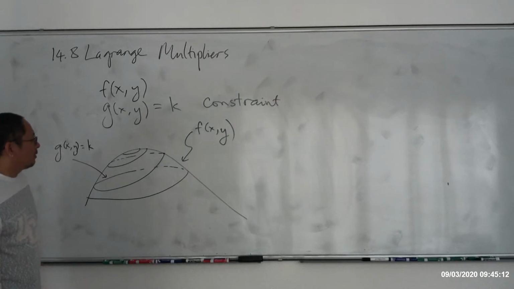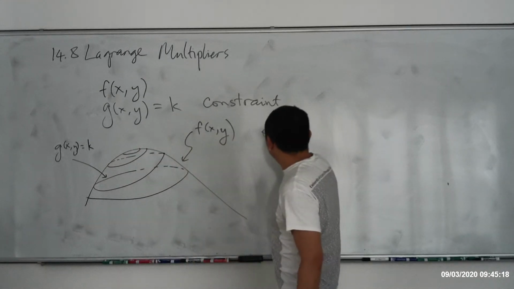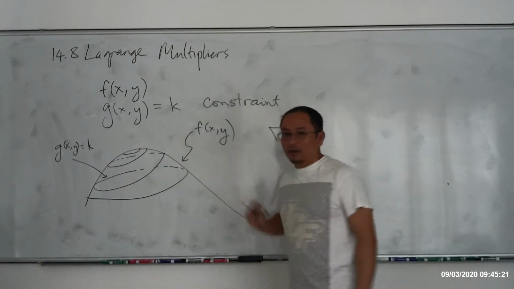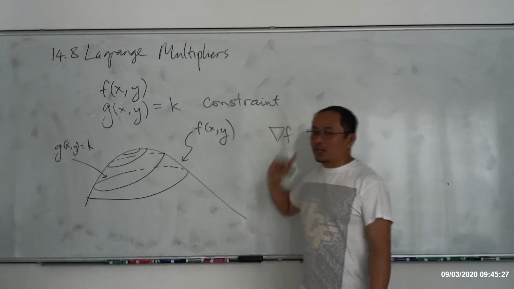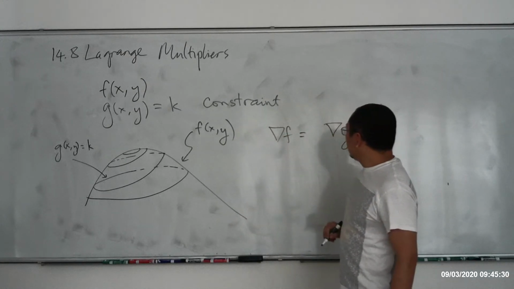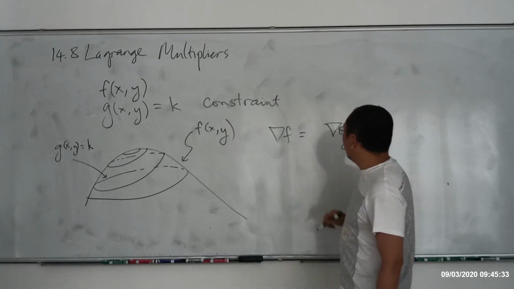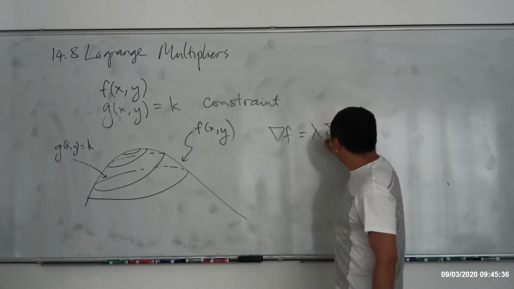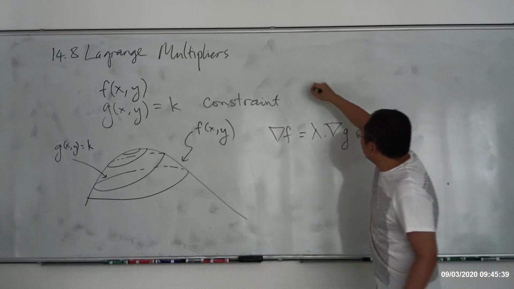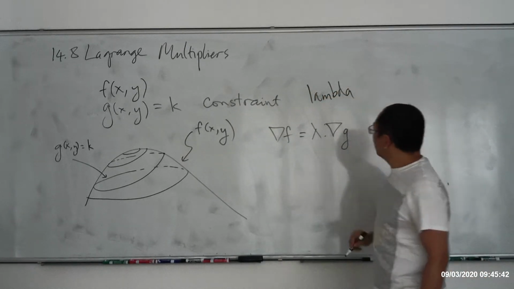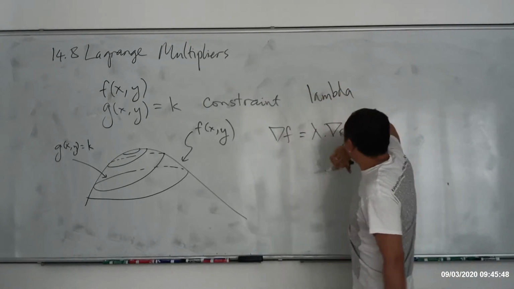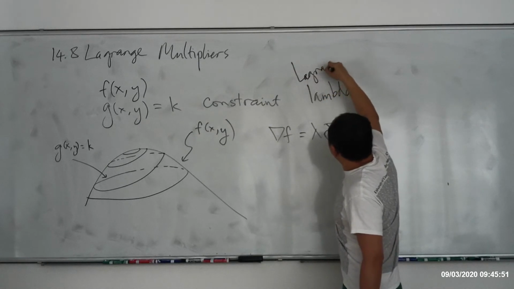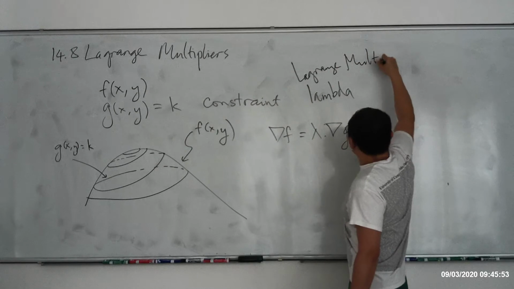And recall what we learned before, how to find a normal line. We use the gradient, right? The gradient for F is denoted by this one, and the gradient for G is denoted by this one. Those are vectors. Same direction means what? The two vectors are proportional. Means gradient F is going to be equal to lambda gradient G. Lambda is just a number, and we call this lambda number the Lagrange multiplier.